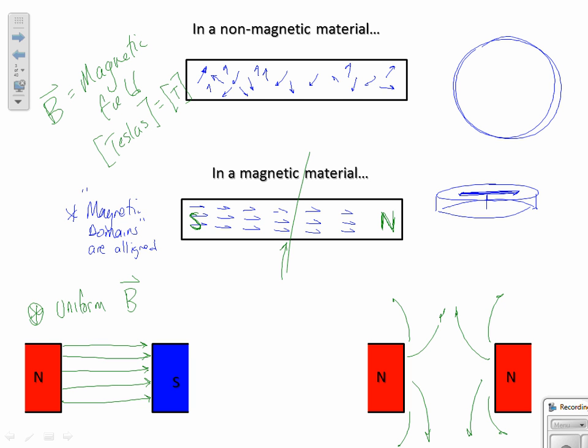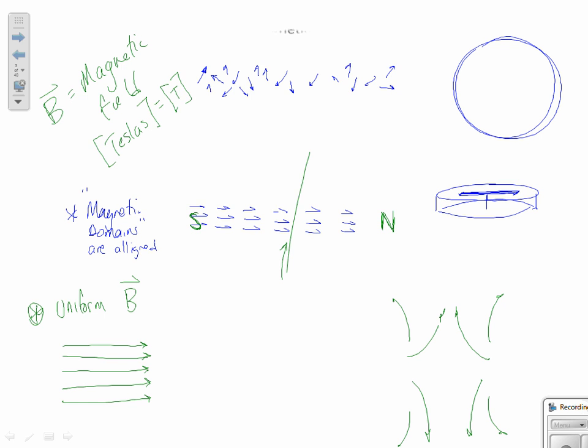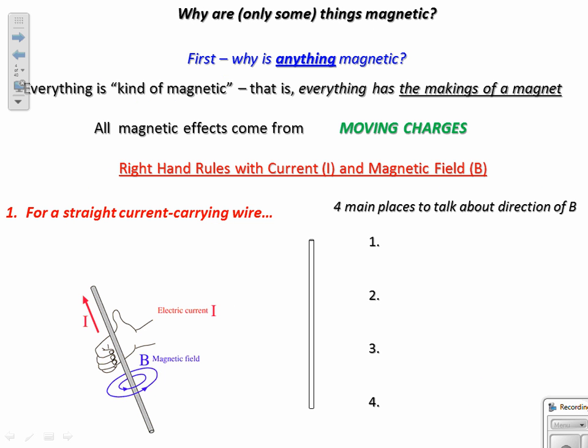Another big thing that I should make sure I say: magnetic fields point away from north towards south. That does not mean that north is positive and south is negative. They are completely different things. Don't get that in your head. Just because the field points like that does not mean north is positive. North is not a charge. South is not a charge. Completely different phenomena. Okay. So there's that.